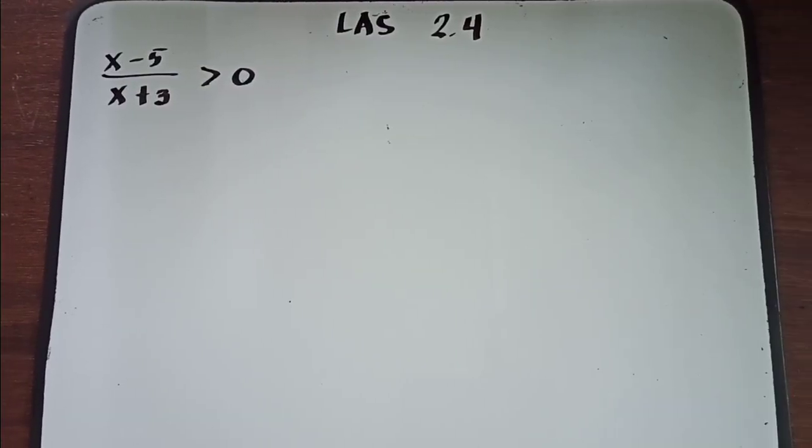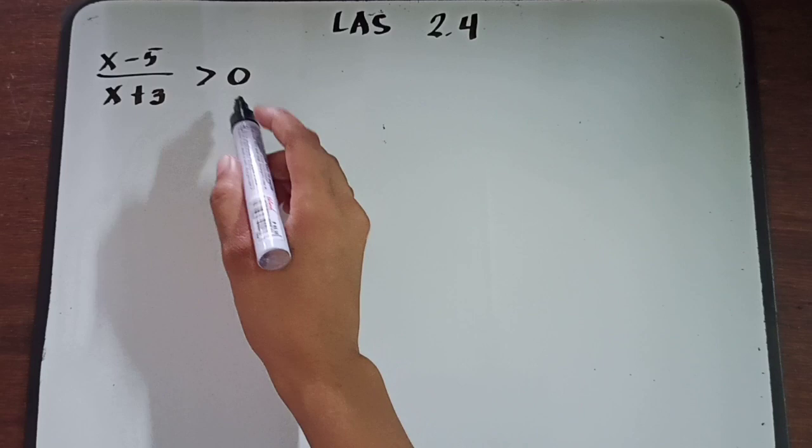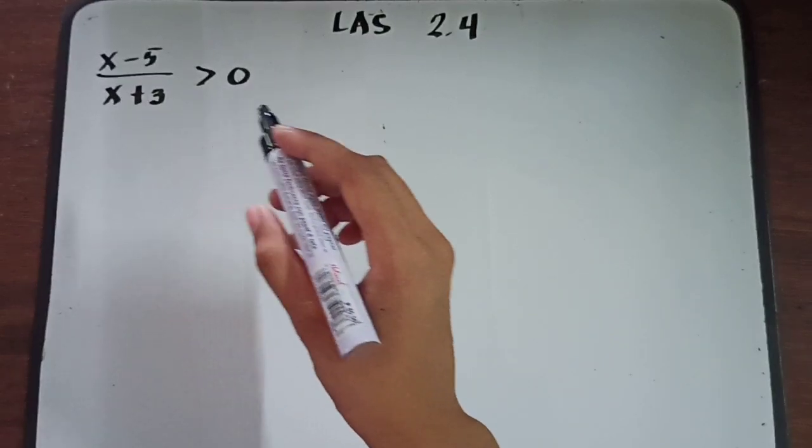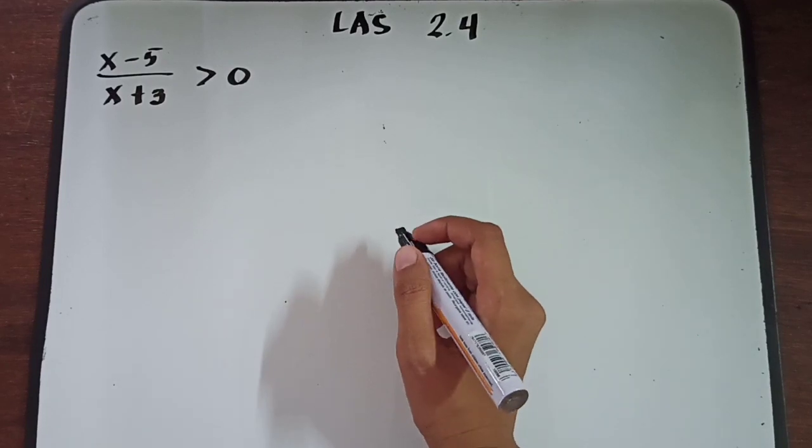So let us now proceed to the example in your learning activity sheet or LAS 2.4. So the given inequality is x minus 5 over x plus 3 greater than 0. Again, it is already in the form of p of x over q of x, which is greater than 0. So, 0 na lang naman ang natitira. Kaya pwede na tayong mag-proceed in solving zeros of the numerator and denominator.